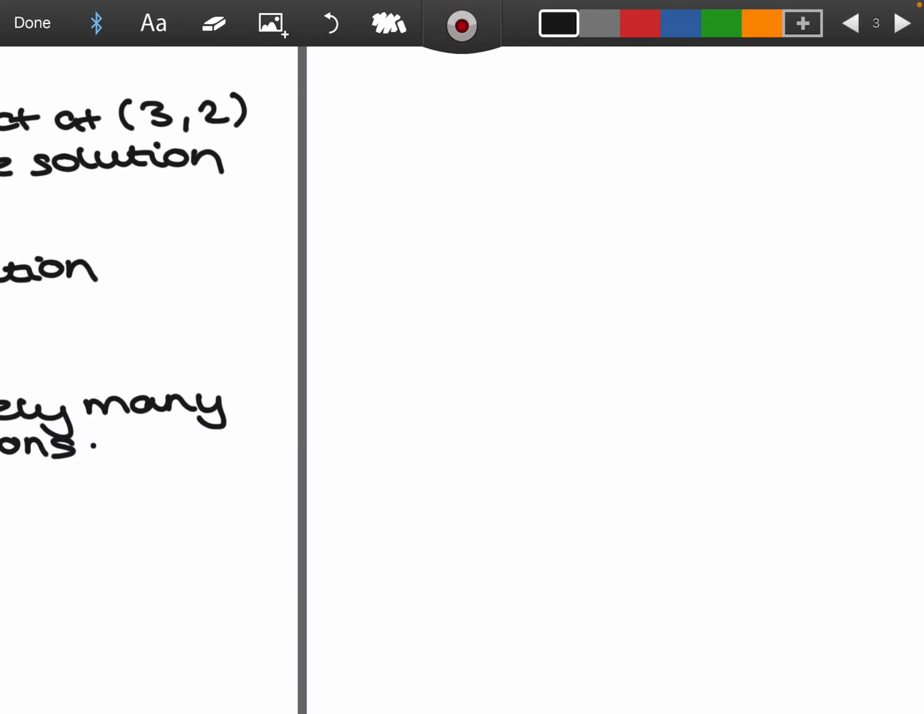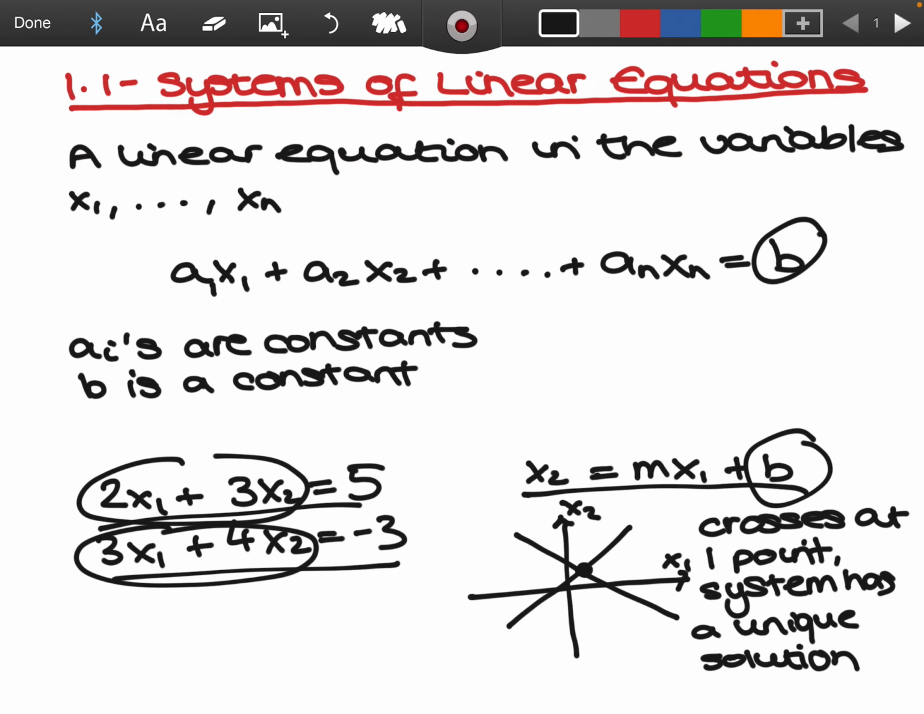So, for example, let's come back here to one of the equations that I did. Let's say I've got 2x1 plus 3x2 is equal to 5, and 3x1 plus 4x2 is equal to -3. And I wanted to write that in matrix format. Again, we're going to deal with this later on, but just to give you a taste of what's coming up, you can actually write this system of equations in matrix format.